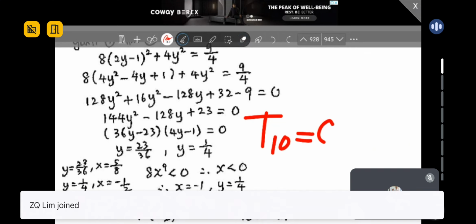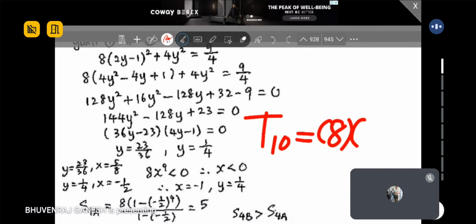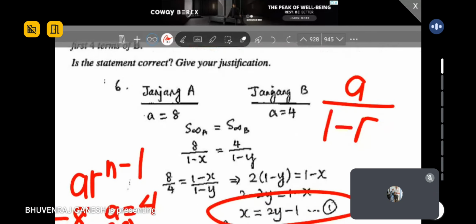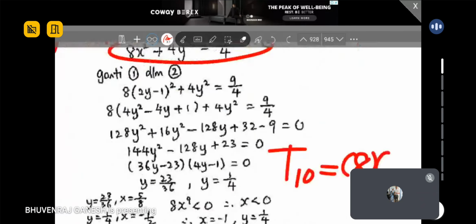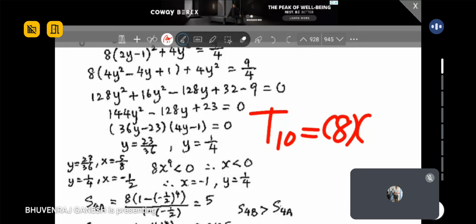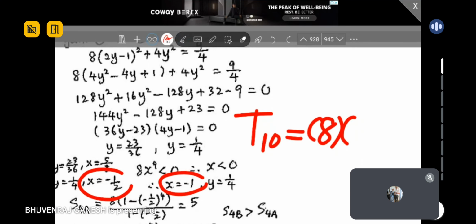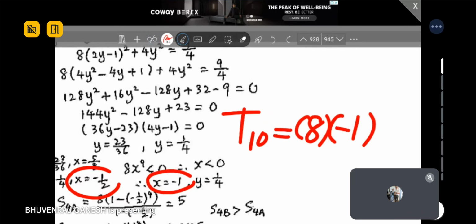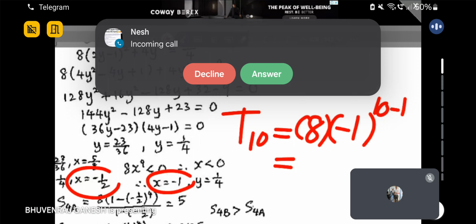So T10 equal to 8, and the common ratio for progression A is x. So you just substitute the x values over here. You can see that they have two x values. You can try and see, to the power of 10 minus 1. So you check and see guys, this one is a negative answer. You will get, let me see, -8.